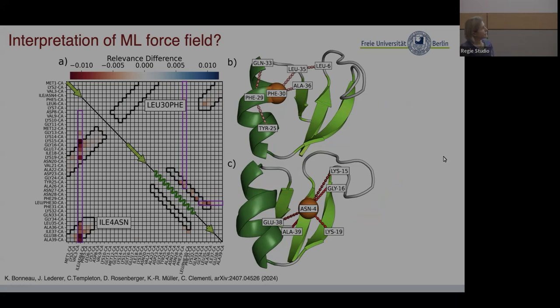And if you mutate isoleucine into aspartic acid, you disrupt this network of interactions connecting to isoleucine. And you can see it in the contact maps that are attached. I mean, there are also interactions that are not directly bonded that are affected through the network.